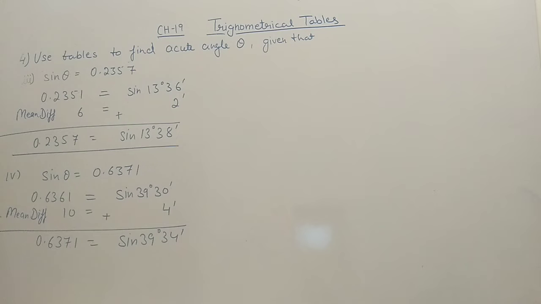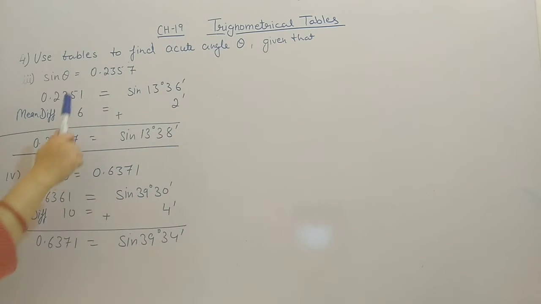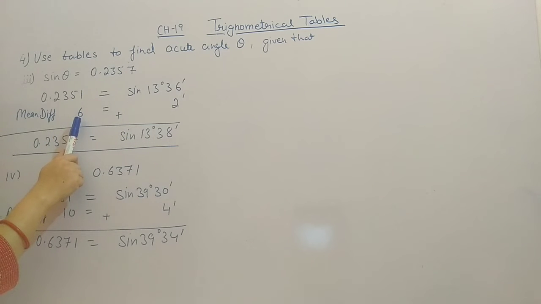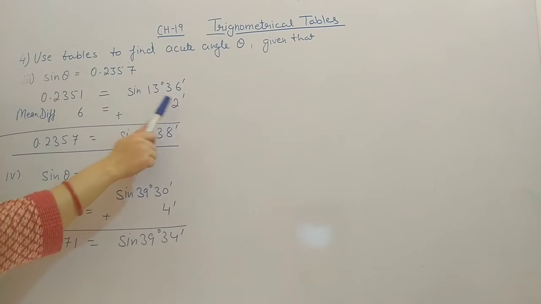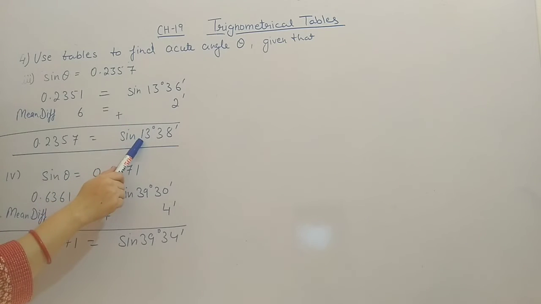Third part, sin theta is given as 0.2357. Check the nearby value. In the table you will get 0.2351, which is equal to sin 13 degree 36 minute. Now how much is the difference here? 7 and 1, a difference of 6. So for the 6 mean difference you check here, you will get 2 minute. Then 0.2357 will be equal to sin 13 degree 38 minute.